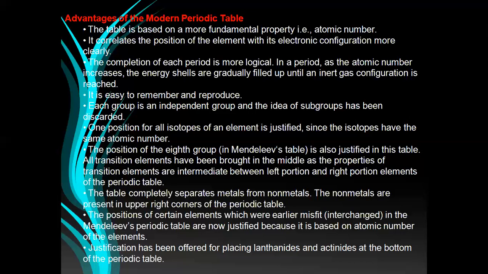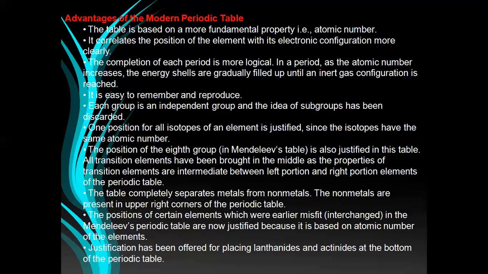So this periodic table is completely separate for the metals and non-metals. Already we have seen about groups 3 to 12. These are the transition elements because they are intermediate between the metals and non-metals. So this is called transition elements. So the modern periodic table is separated into metals, non-metals and metalloids. This is one of the advantages of the modern periodic table.